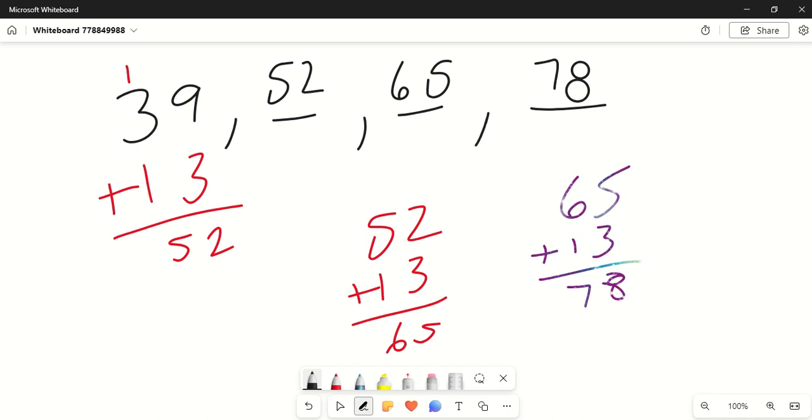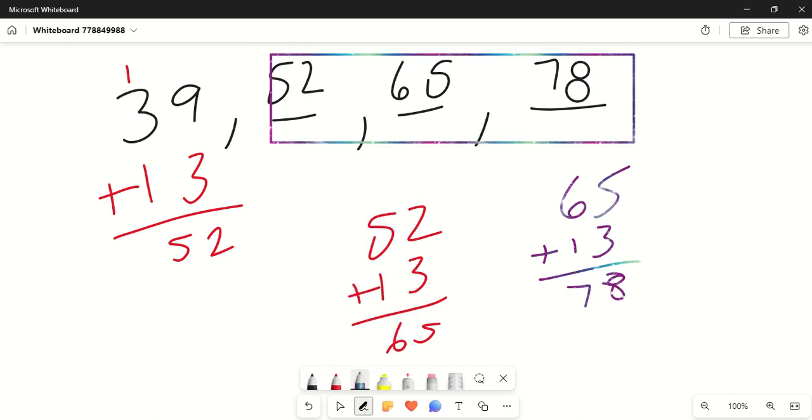So to answer this question, I'd have to write out the next three terms, which are right here. And I'd have to show that each term is going up by 13. Or I just write plus 13, or I write a sentence saying each term is increasing by 13.